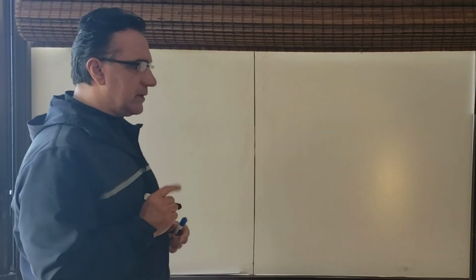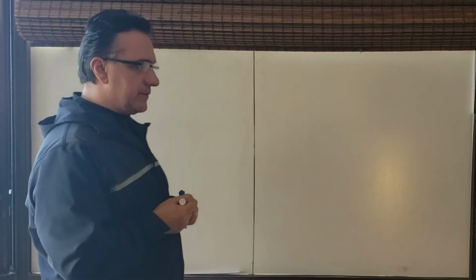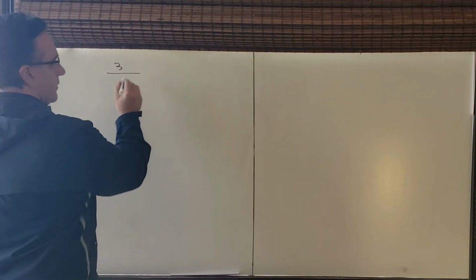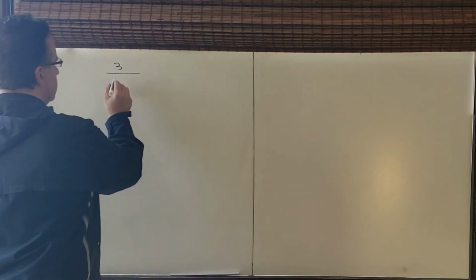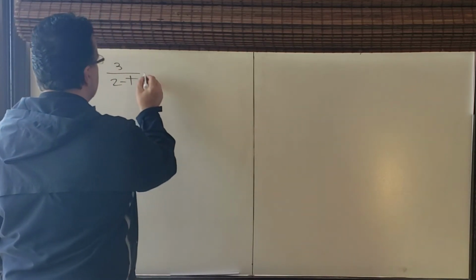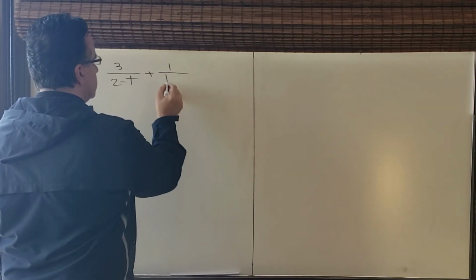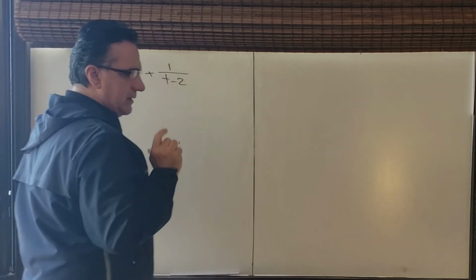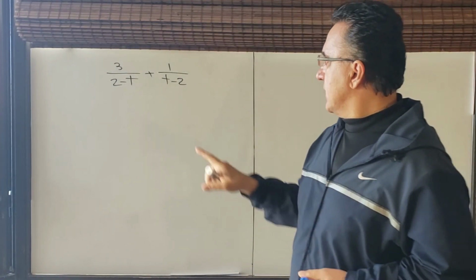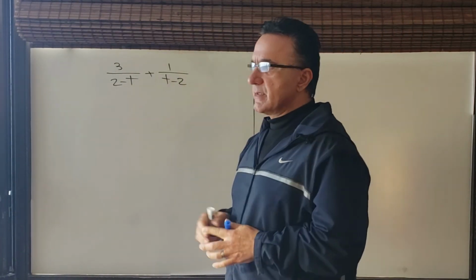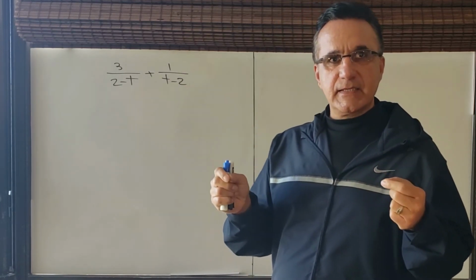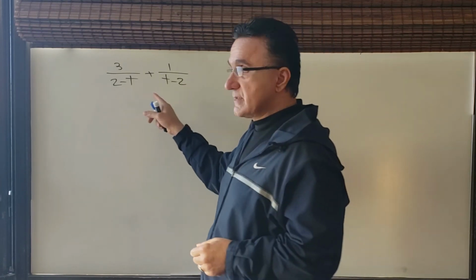Okay, next we want to look at a special kind of problem. 3 over 2 minus t plus 1 over t minus 2. If you remember from a previous lesson in 7.1 actually, 2 minus t and t minus 2, we called it the a minus b and b minus a case. They're related, they're opposites of each other.